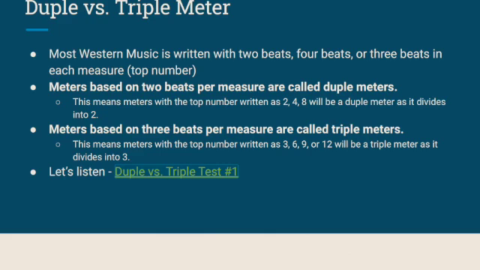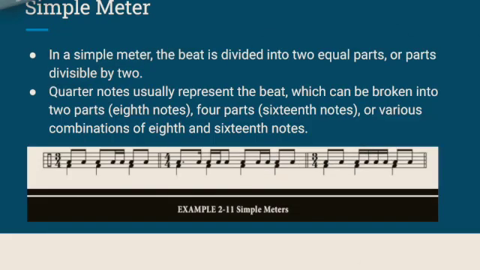Meters based on 2 beats in each measure are called duple meters. So this means the top number is written as a 2 or 4 will be a duple meter because it divides the beat into 2. Whereas if there's 3 beats in each measure, they're called triple meters. So the top number has a 3, 6, 9, or 12 because it divides into 3 beats. So if you would like to do the duple versus triple test, I will post a link online, but I'm not going to make you do it in this lecture.